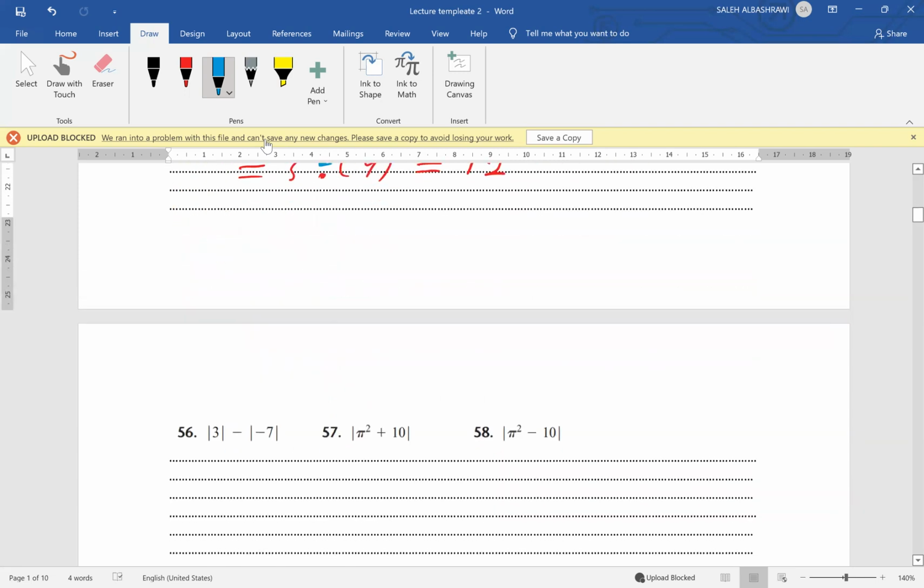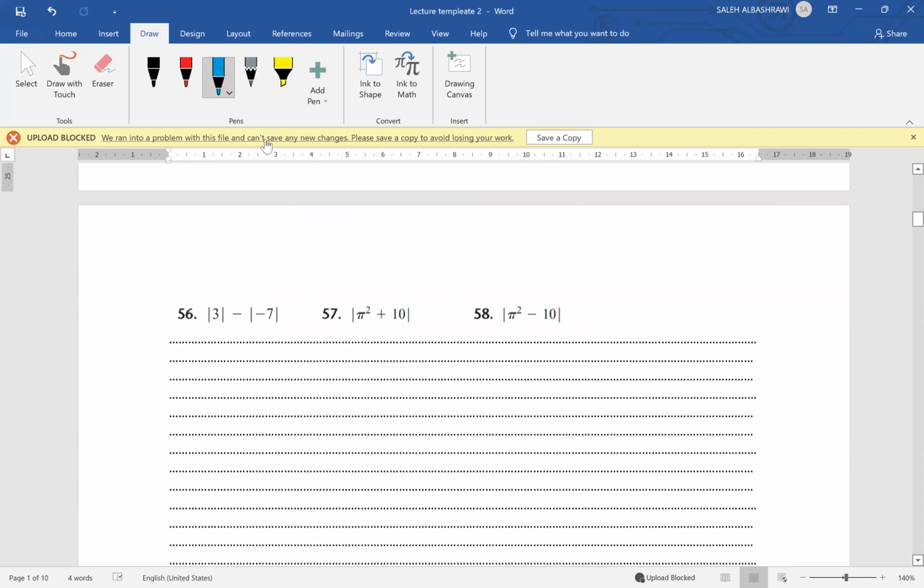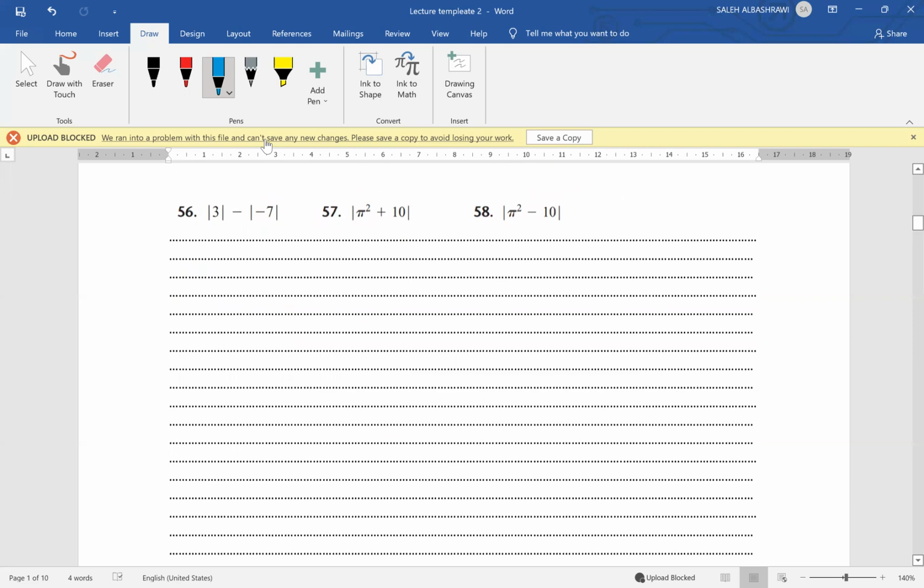More exercises. The absolute value of 3 minus the absolute value of minus 7. Question number 56. The absolute value of 3 is equal to 3. Write it with the brackets. Now this negative, write it as it is; it is just an operation between two quantities. Now the absolute value of minus 7 is equal to 7. So 3 minus 7 is equal to minus 4. So the value of this expression is equal to minus 4.